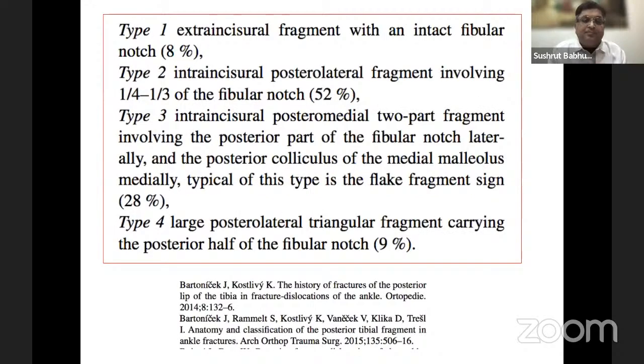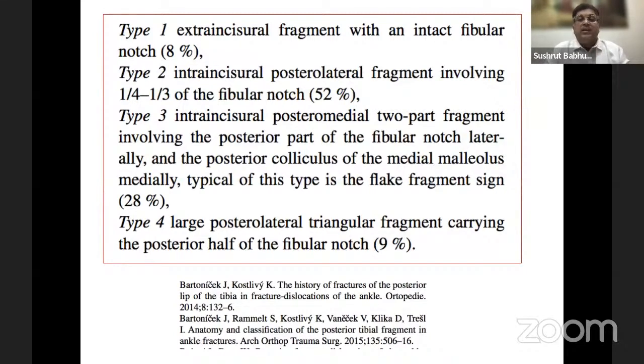So type one, this is the classification which is most commonly followed all over the world: the extra-incisural fragment with intact fibular notch, 8%. Type 2, intra-incisural posterolateral fragment involving 1/4 to 1/3 of fibular notch. And this is the highest percentage that we will come across in our clinical scenario, 52%.